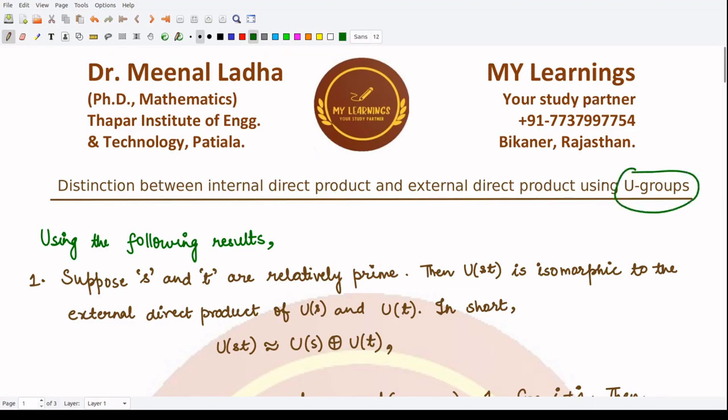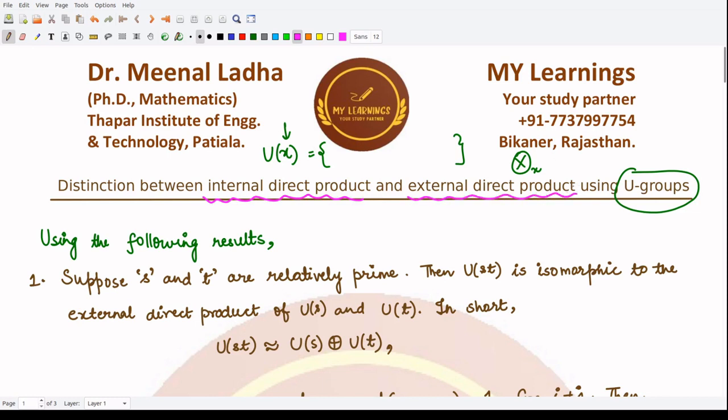Remember what a U group is? A U group, suppose we are calculating U(x), will contain all the members which are less than x and are relatively prime to x. Here the operation is multiplication modulo x. So this is how you define the U group. Now we will be seeing how we can relate the internal direct product with the external direct product.